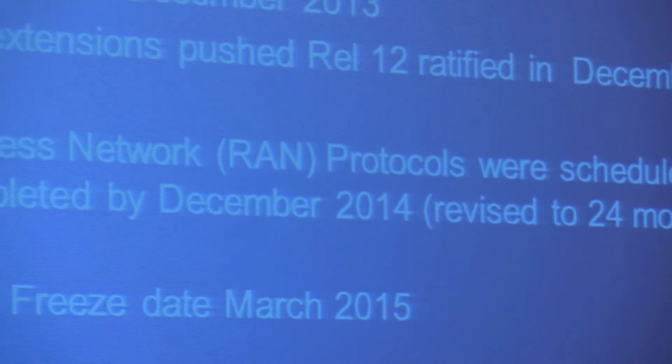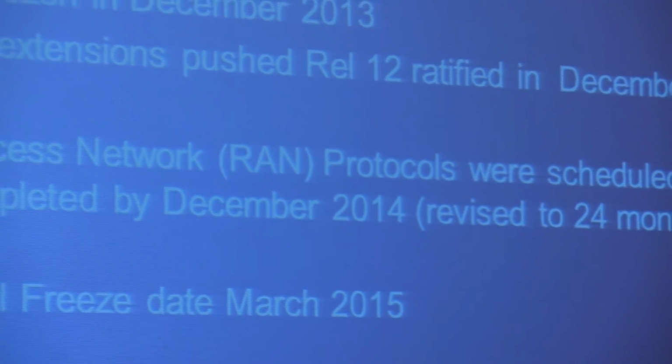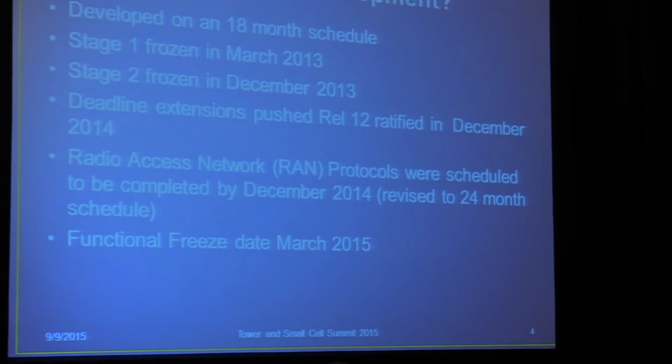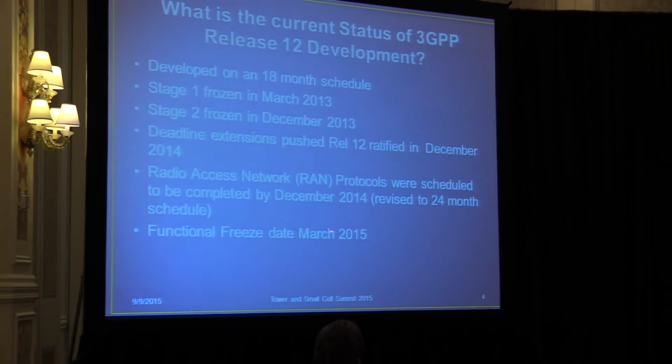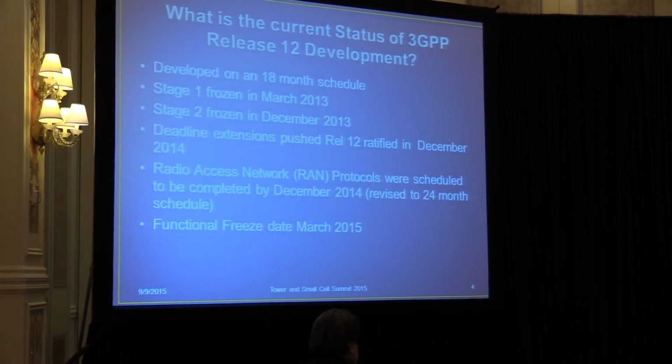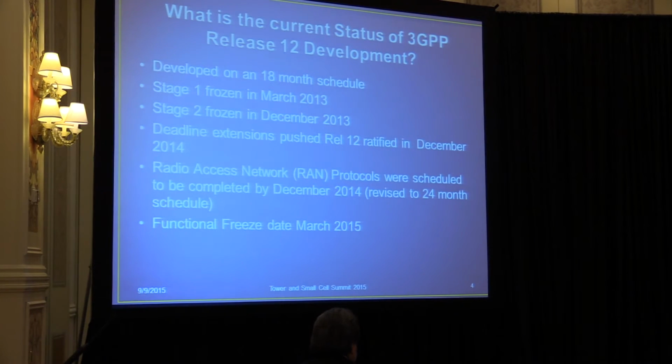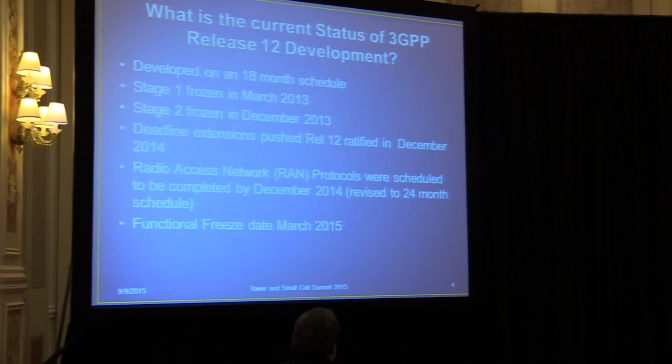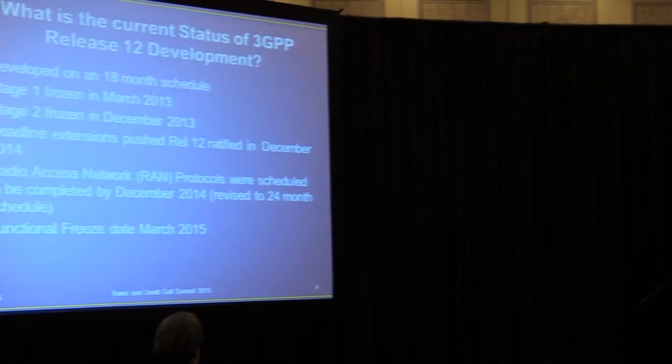I'll hurry this up because I'm bogged down a little bit. What's the current development of Release 12, which is 4G? It's a precursor to the next evolution. Bottom line, the whole thing was frozen in March of 2015. So now the OEMs are starting to build. You'll have an 18-month cycle to develop these products and get them to market.